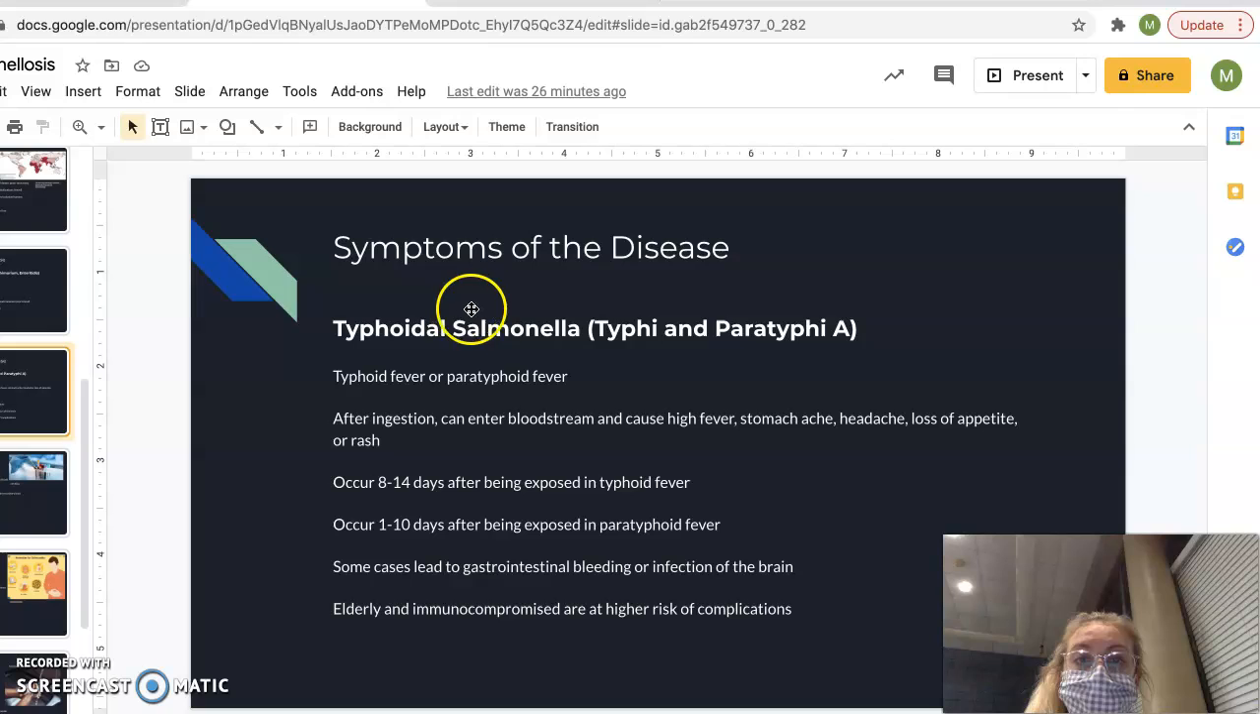Symptoms of the disease in typhoidal salmonella are typhoid fever and paratyphoid fever. So after ingestion, they can enter the bloodstream and cause high fever, stomachache, headache, loss of appetite, or rash. The incubation period is 8 to 14 days for typhoid fever and 1 to 10 days for paratyphoid fever. Some cases lead to gastrointestinal bleeding or infection of the brain, and the elderly and immunocompromised are at high risk of complications.